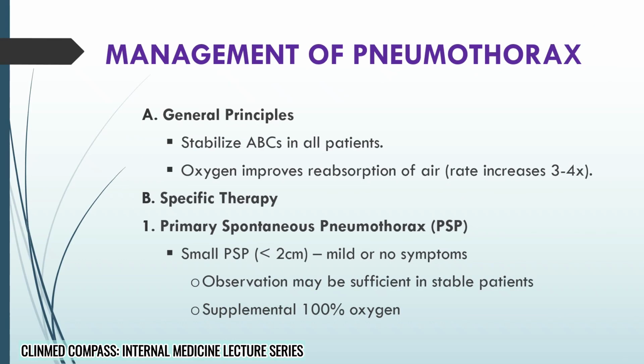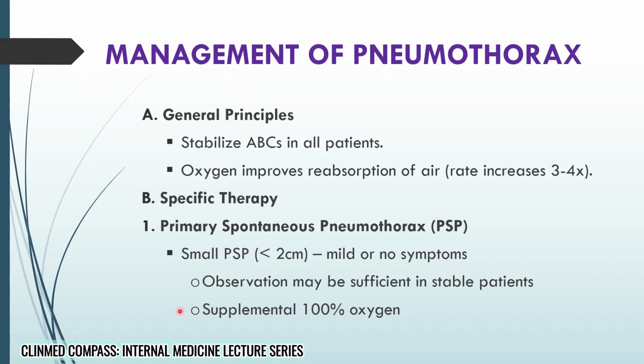On a general note, start with ABC stabilization, the airway, breathing, the circulation. Give oxygen. Oxygen is very important because it speeds up the reabsorption of air. Let us look at the specifics. First, primary spontaneous pneumothorax. For small pneumothorax, less than 2 centimeters, or asymptomatic cases, observe the patient. This may be sufficient. Supplemental oxygen can also be given.